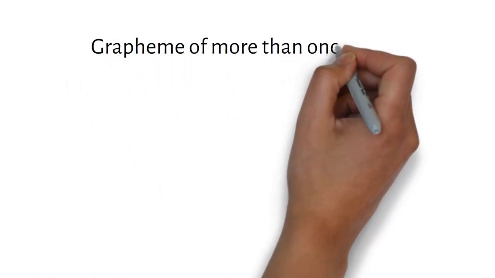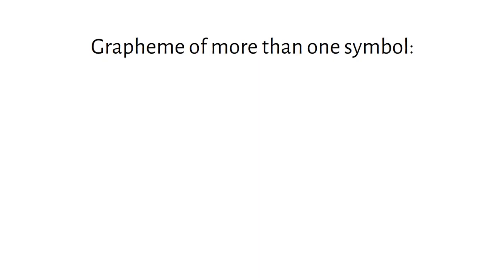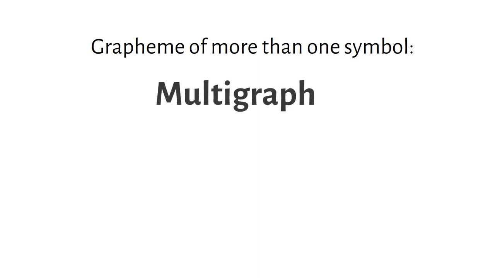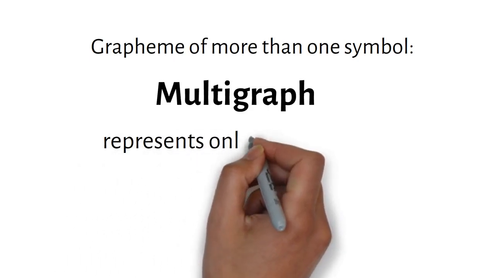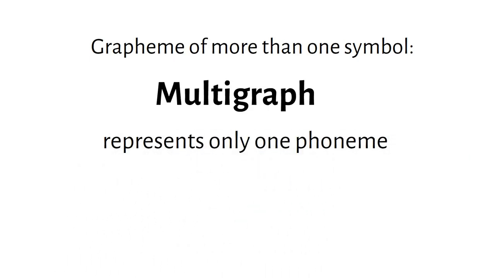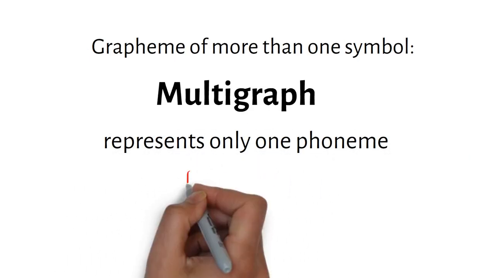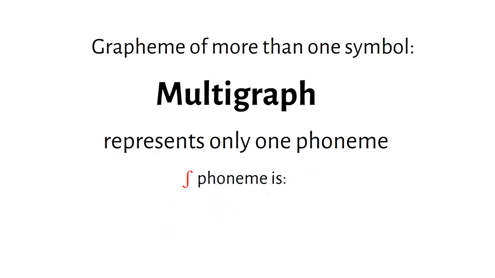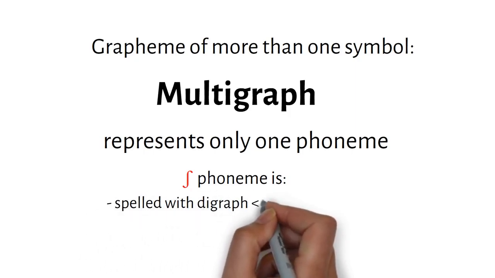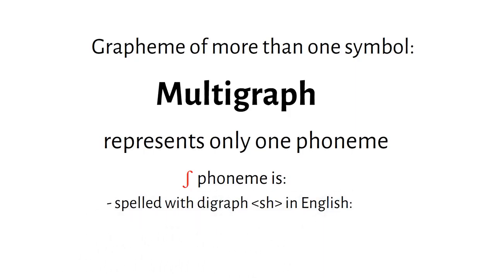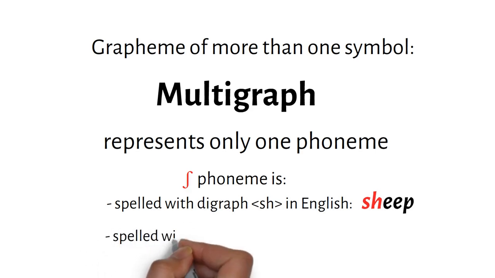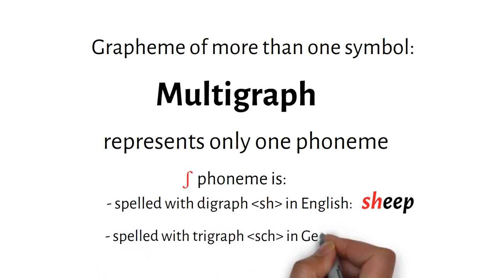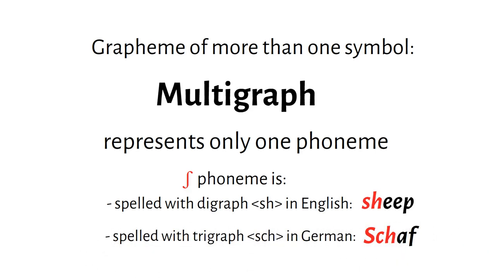A grapheme can be made up of more than one symbol. These are called multigraphs. That is, two or more symbols that still represent just one phoneme. For example, sh is one sound, one phoneme in many languages. But in English, it's spelled with the digraph sh. In German, the phoneme sh is spelled with the trigraph sch.